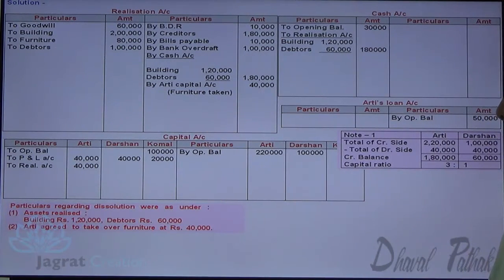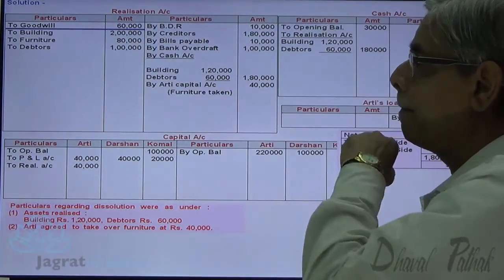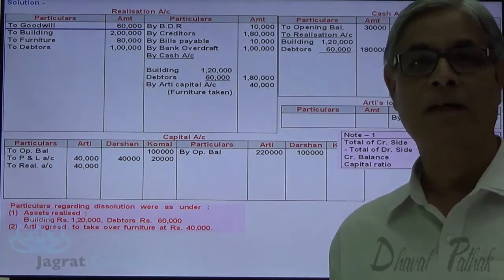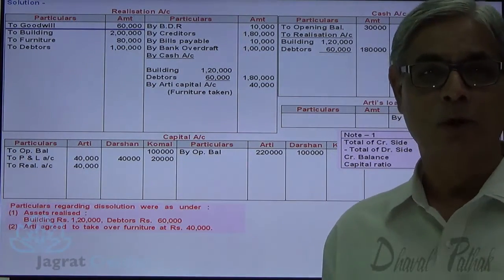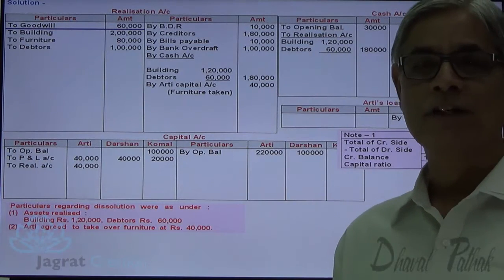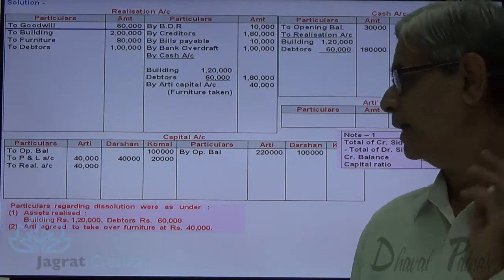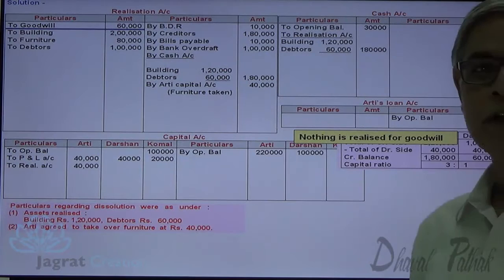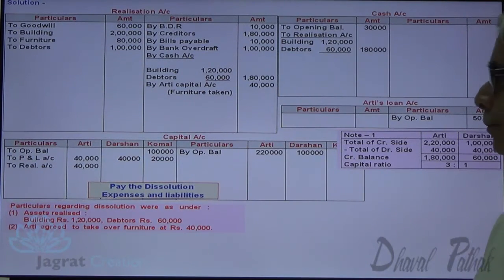Next point. We have realized building, furniture, debtors. What about goodwill? The firm is dissolved. One of the partners is insolvent. You are not told anything about what value realized for goodwill. In such a situation, it is wise to presume that goodwill realized nothing. So nothing is realized for goodwill, so no entry is required to be recorded for that. Now, let me proceed to the next.